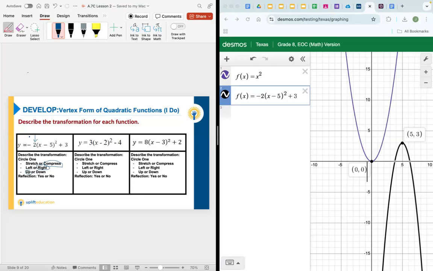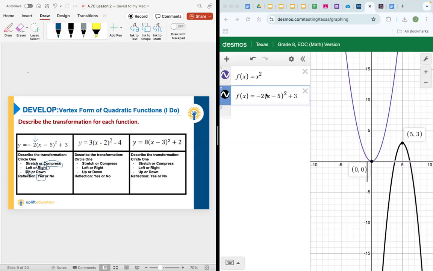Now, the negative does not count as one of the numbers being less than 1 or more than 1. This negative actually is what affects a reflection. So in this case, I started happy and I turned sad. Anytime I go from happy to sad, that is a reflection. So we're going to say yes, there was a reflection here. We're not done with that first example.